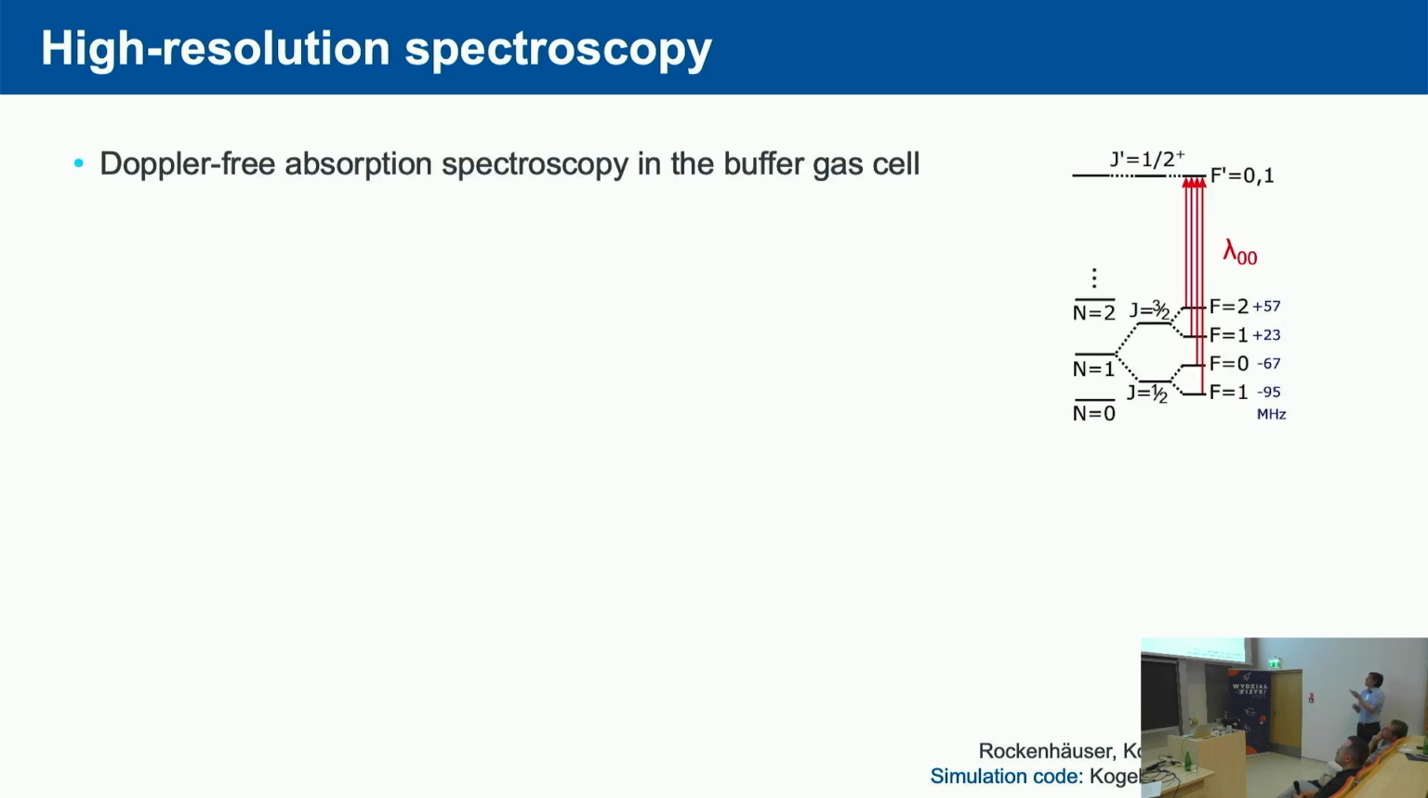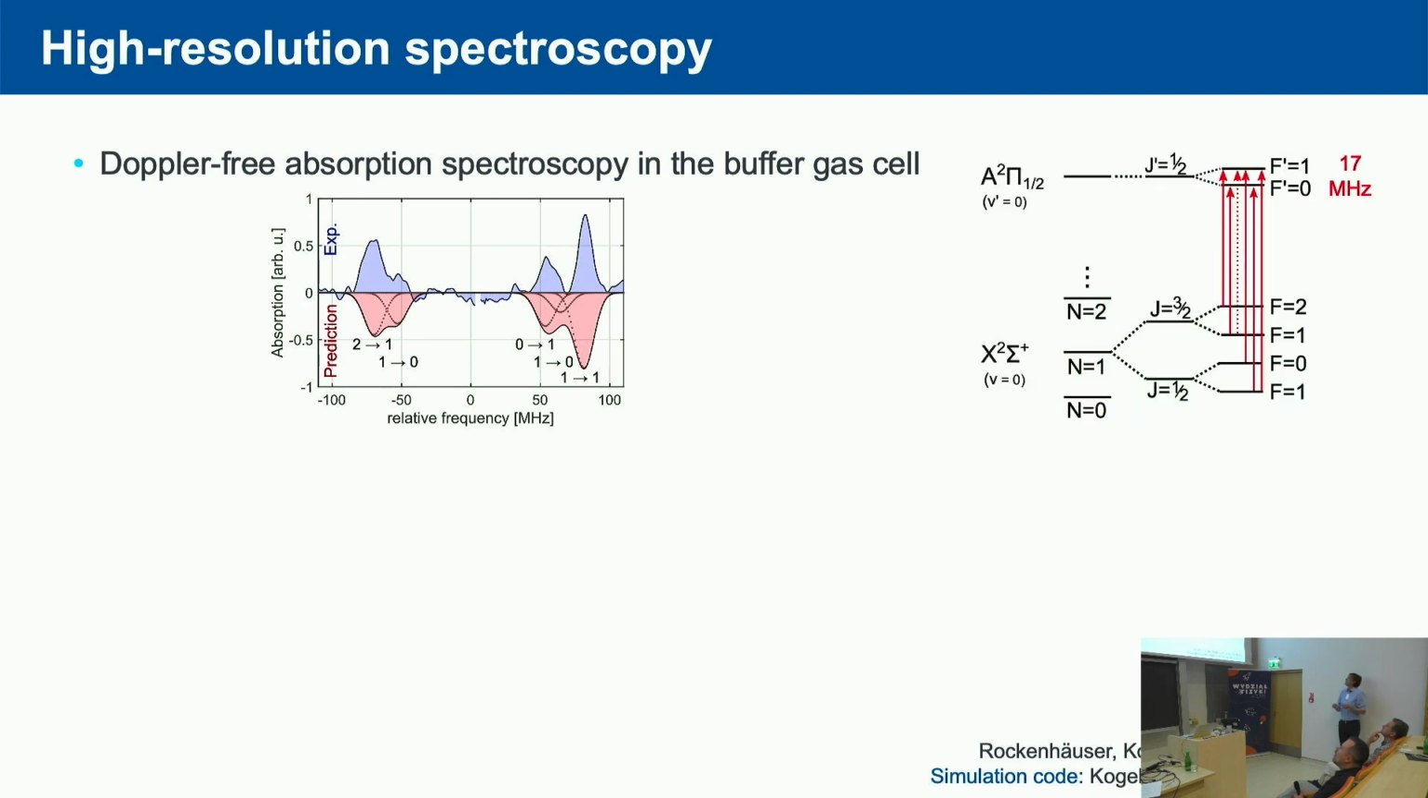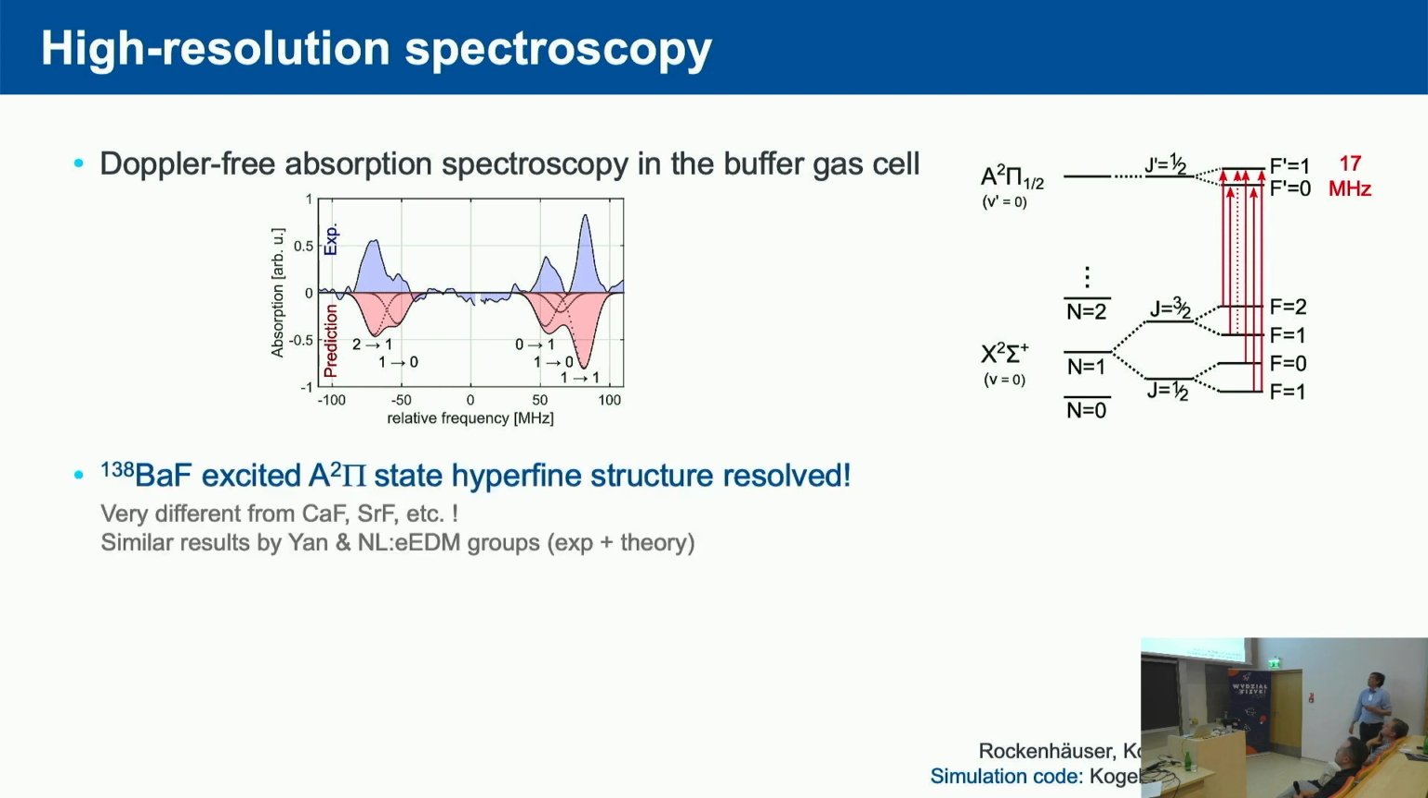The first one being this hyperfine structure here. You see in all the molecules like calcium fluoride and strontium fluoride, the excited state is normally not resolved. And so it's a relatively simple structure, but it turns out if you do Doppler-free absorption spectroscopy, you find out essentially this excited state is split. And it's well resolved, which has also been measured in other groups, but it makes it different from the regular species like calcium fluoride and strontium fluoride.